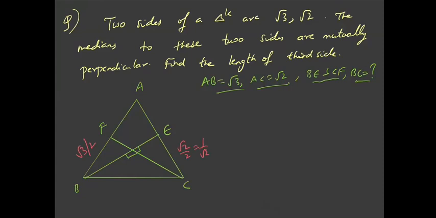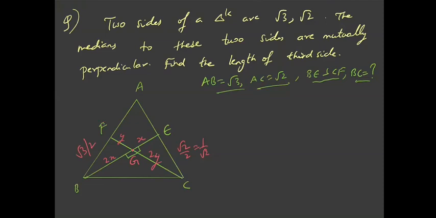Okay. So let us say the medians intersected at centroid G, right? And the centroid divides each median in the ratio 2:1. So let us say the length of GE is x. So the length of BG would be 2x, right? Similarly, the length of GF be y. So the length of CG would be 2y. Okay, so we have used the property that the centroid divides the median in the ratio 2:1.